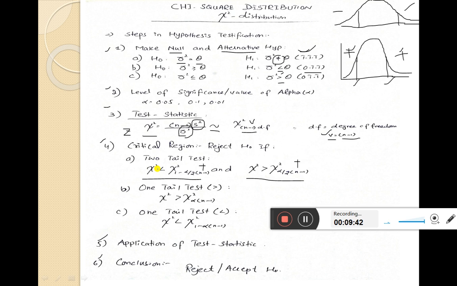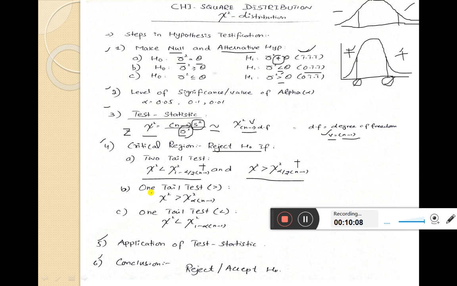Now the lower limit formula: reject H0 if the chi value is less than chi 1 minus alpha by 2, n minus 1. That is the lower point, so here it is, this one point. On the upper side, we will reject H0 if the chi value is greater than chi alpha by 2, n minus 1. These are the whole critical limits for a two-tail test.